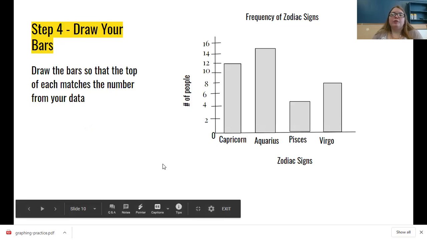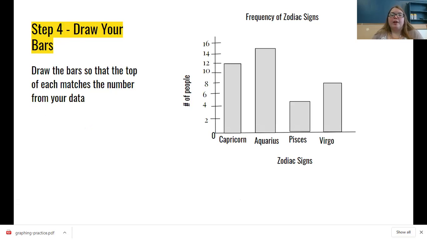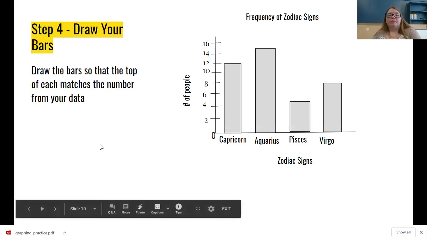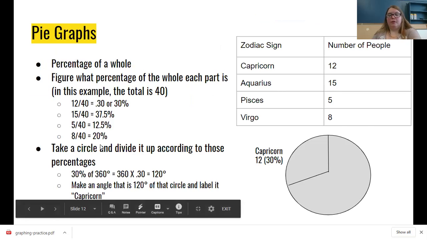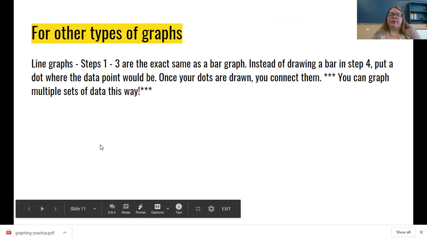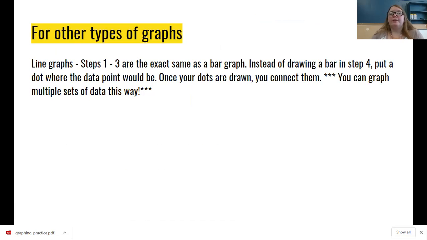Next we need to draw our bars. Remember, when you do a bar graph, the top of that bar needs to match the number from your data. I can look at this, and I don't even need to know anything about my data chart, and I can already tell all that same information here. For other types of graphs, like line graphs, you don't do that as much.